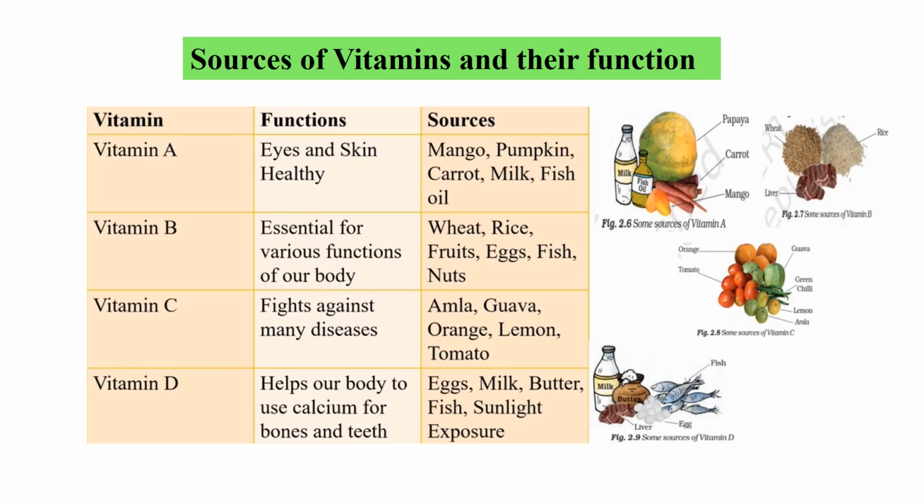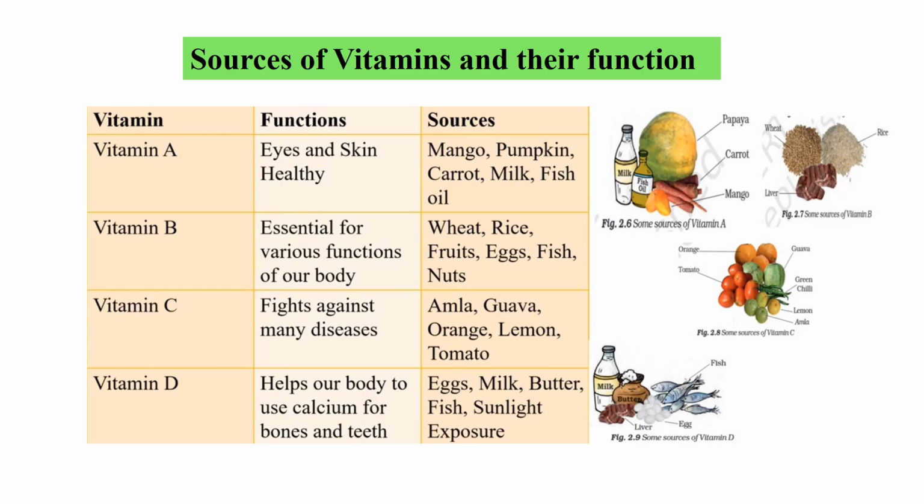So, vitamin A. The main function of vitamin A is to keep our eyes and skin healthy. And what are the sources? Sources like mango, pumpkin, carrot, milk, fish oil. These all come under vitamin A. Vitamin B is essential for various functions of our body. What are the sources of vitamin B? These are wheat, rice, fruits, eggs, fish, nuts, etc.